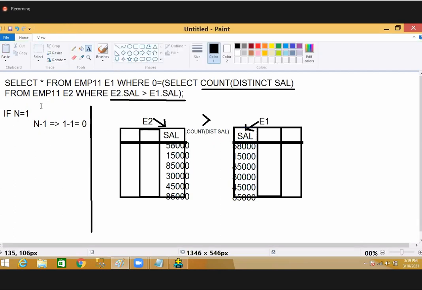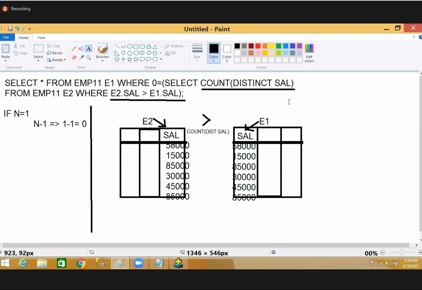So this is what was happening, guys. Now we can see the complete query. How the zero came, I was explaining. E1, E2 alias tables are created, the E2 dot salary greater than E1 dot salary condition is given, and count of distinct salary is also given. Now let me start how this process and comparisons will happen.